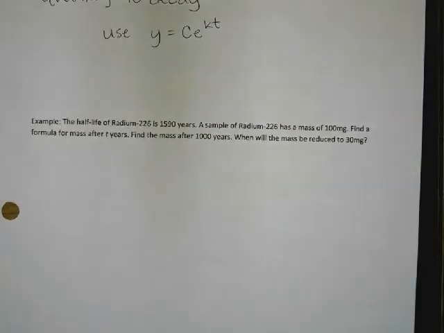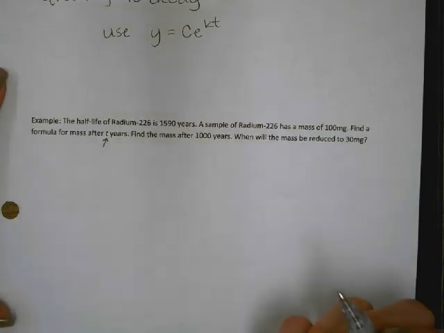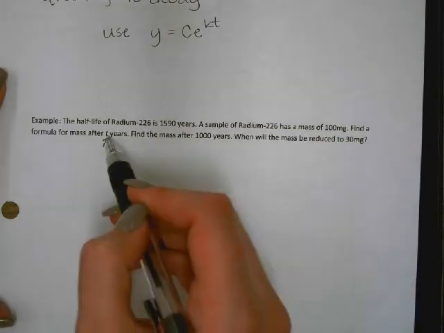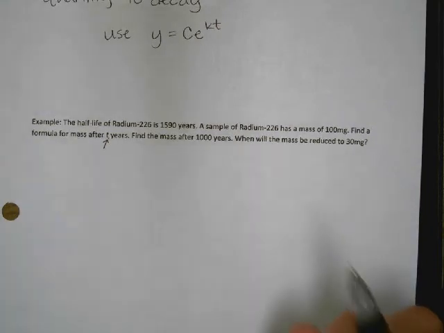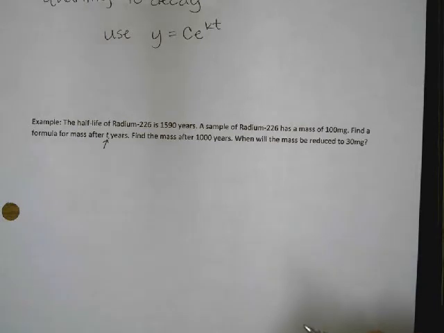So for this example, it says the half-life of radium-226 is 1,590 years. A sample of radium-226 has a mass of 100 milligrams. Find a formula for mass after t years. So that means that we're going to have to not only know what C is, we're also going to have to know what K is for us to know what that formula is. And then find the mass after 1,000 years. And then when will the mass be reduced to 30 milligrams? So they're actually asking us for quite a few things here.